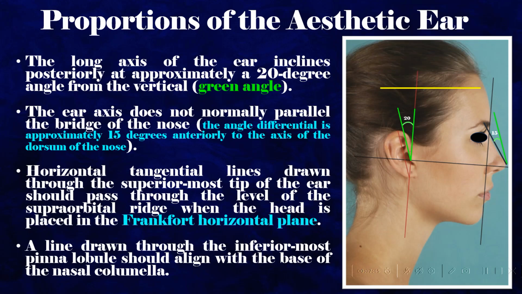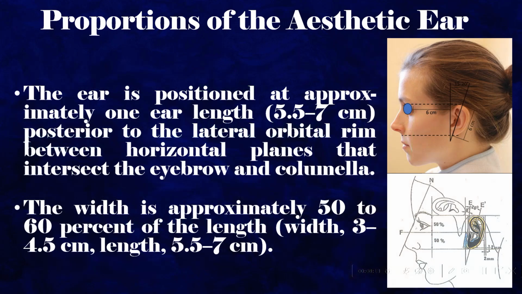Horizontal tangential lines drawn through the superior-most tip of the ear should pass through the level of the supraorbital ridge when the head is placed in the Frankfurt horizontal plane. A line drawn through the inferior-most pinna lobule should align with the base of the nasal columella. The ear is positioned at approximately 1 ear length, 5.5 to 7 cm, posterior to the lateral orbital rim between horizontal planes that intersect the eyebrow and columella.